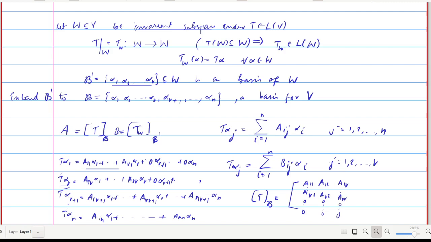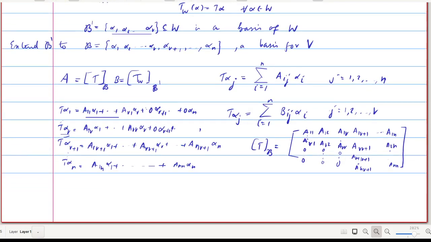Now we consider the other column from this equation, T alpha r plus 1. Then we have A_1,r+1 etc. A_r,r+1 etc. A_r+1,r+1 etc. A_n,r+1, and finally we have A_1n, A_2n. All these coefficients need not be 0, so we have this matrix. Okay, so the matrix of T relative to the basis B takes this form.